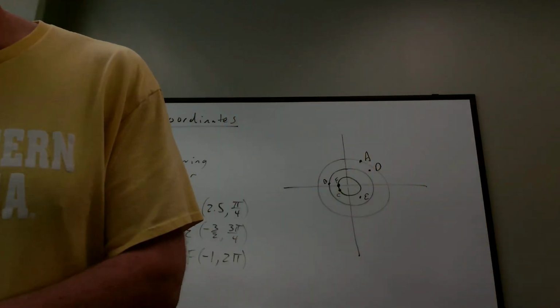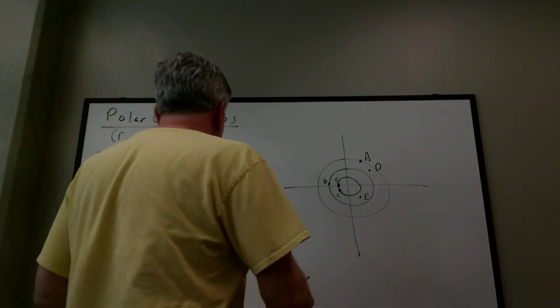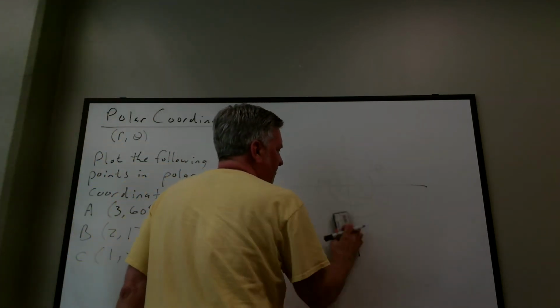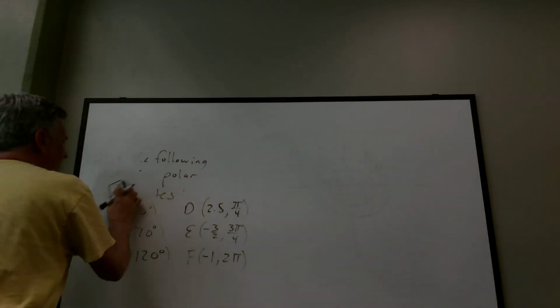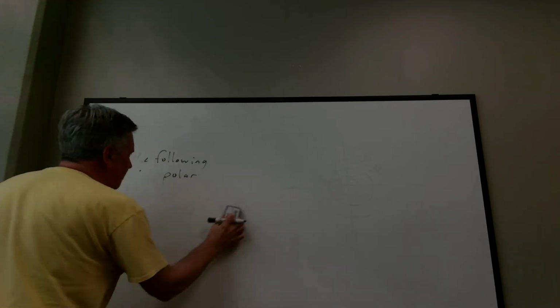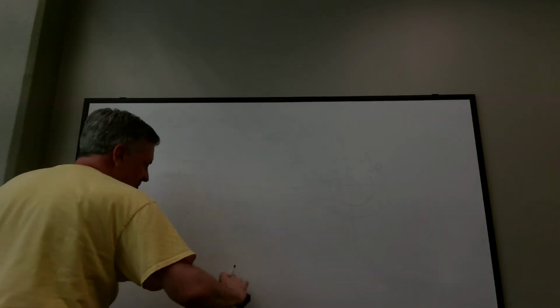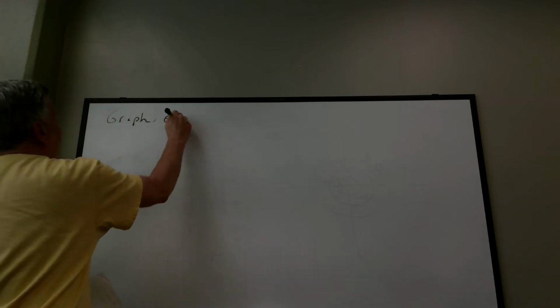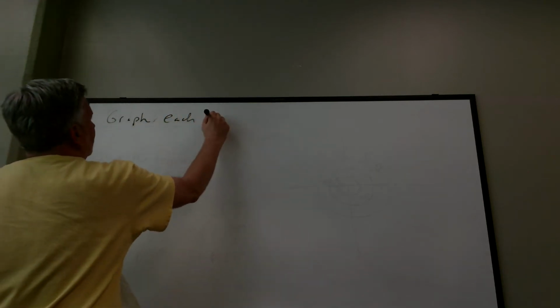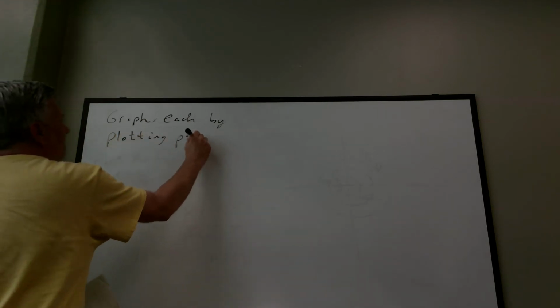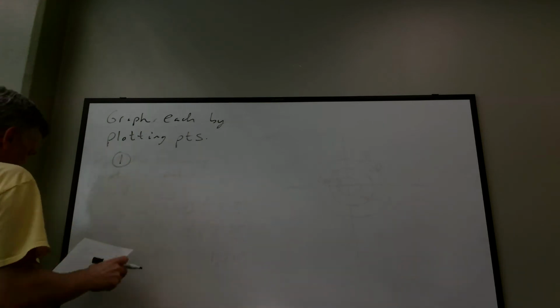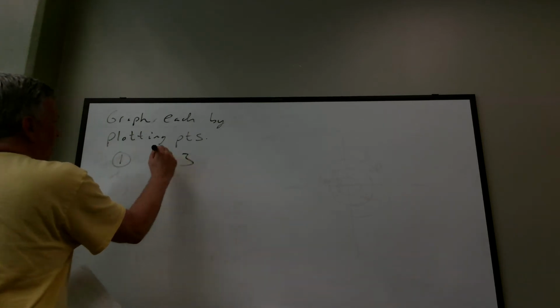Okay, so the next thing we want to do, some of these graphs are very difficult to do by plotting points. And luckily we have a graphing calculator that can really help us in this regard. But I thought we would try 2 of them first just by plotting points. So let's graph each by plotting points. Okay, so the first one I want to do is the equation r equals 3.